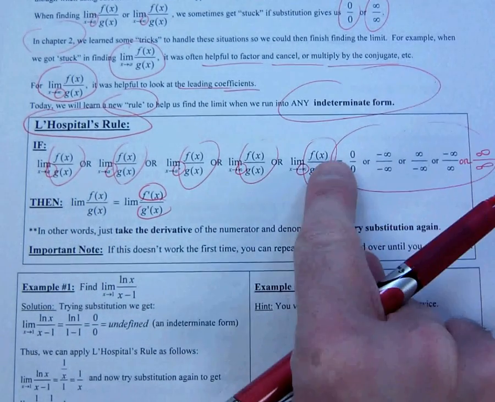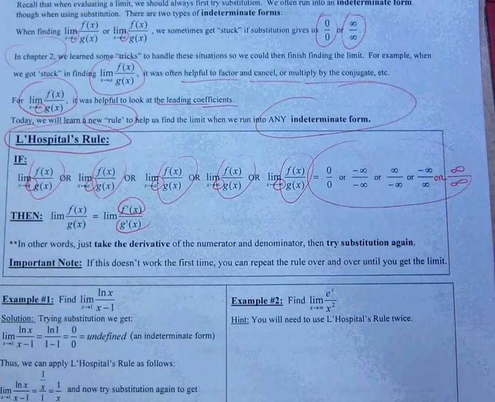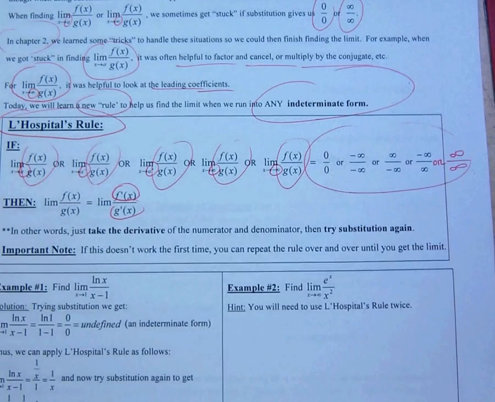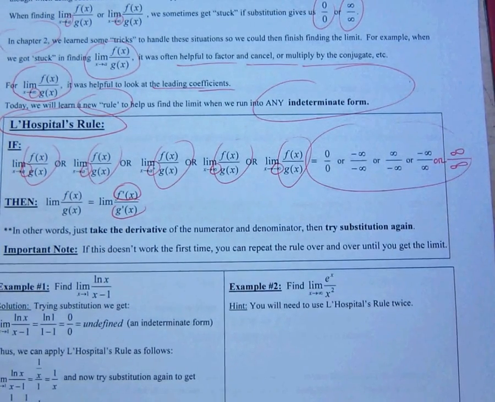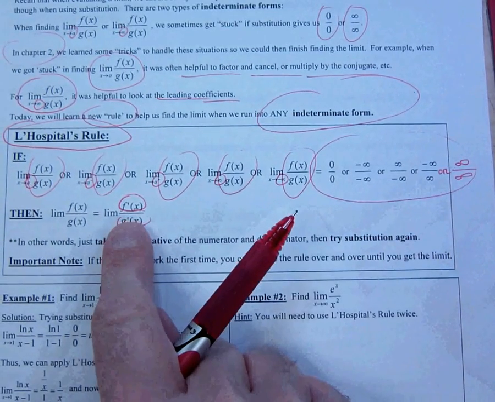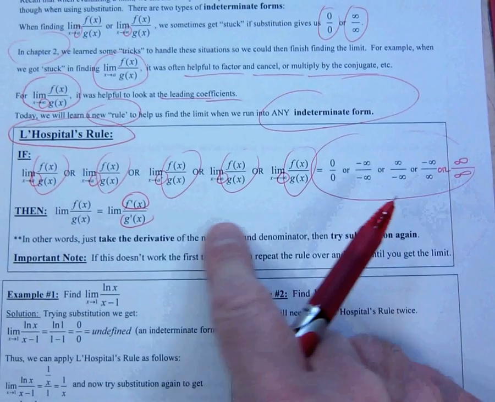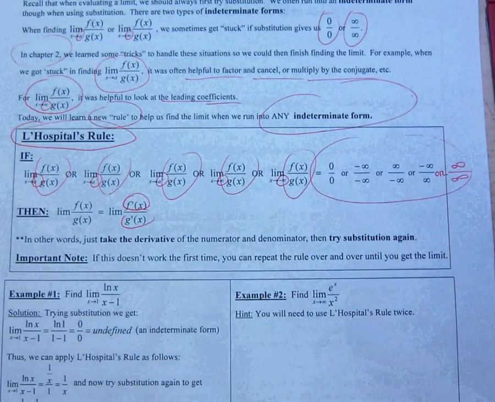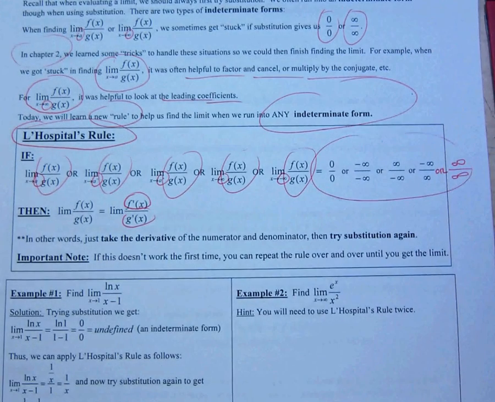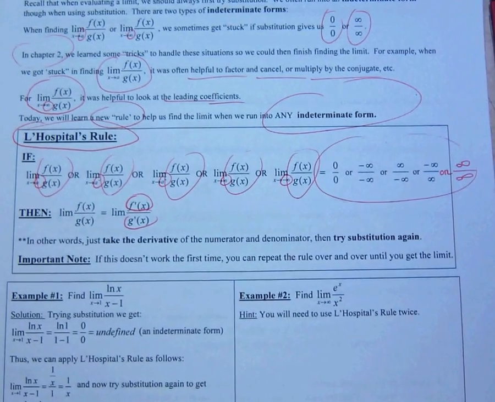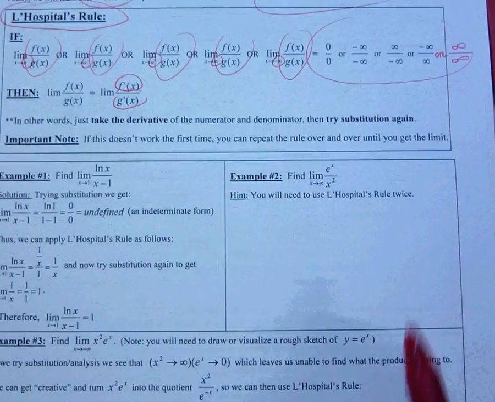One of two things is going to happen. You then try and find the limit again. If you get a number, you're done, and that's the limit. If you're still not able to find the limit and you run into one of these forms again, guess what? You can use L'Hopital's rule again by taking the derivative of the numerator and the derivative of the denominator and then trying to find the limit again. You can keep using this as many times as you need to until you can eventually find the limit. Does that make sense?